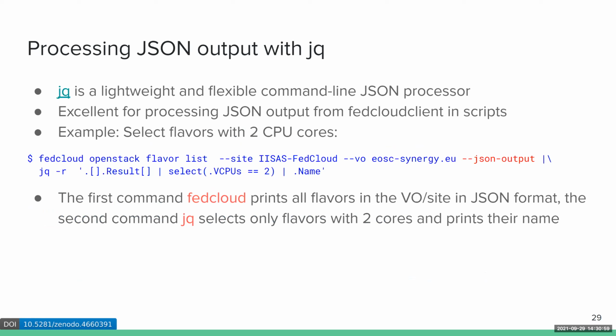As I said before, you can produce the output in JSON format, and then you can use jq for processing the output. For example, here you can select only flavors with 2 GPU or CPU. So you just make a very simple filter, select the flavor name, and the command will print only the flavors with two CPUs.